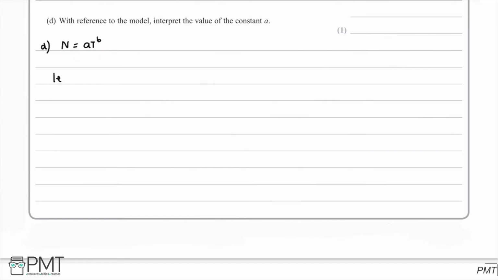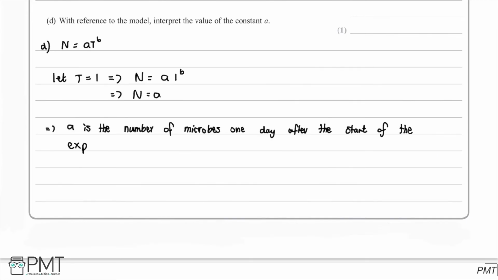So if we let T equal 1, so this is going to be the number of microbes present in the culture 1 day after the start of the experiment, we'll then have that N is equal to A times 1 to the power of B. And we know that 1 to the power of anything is going to be equal to 1. So that implies that N is equal to A. So we therefore can conclude that A is the number of microbes 1 day after the start.